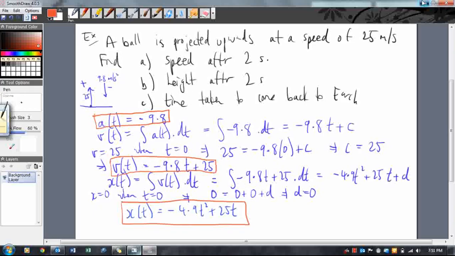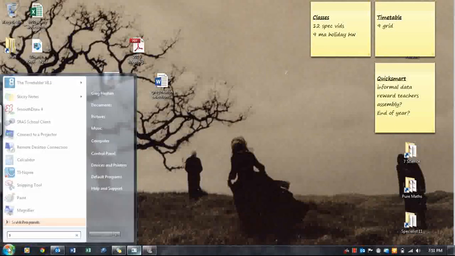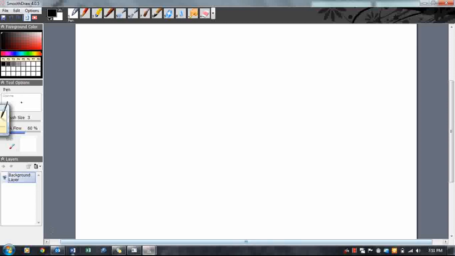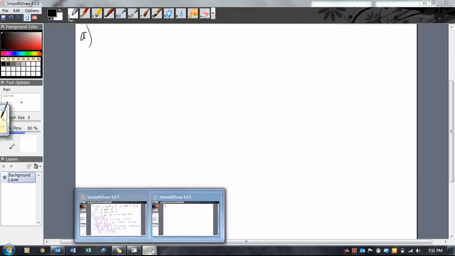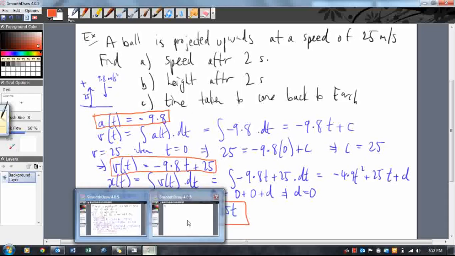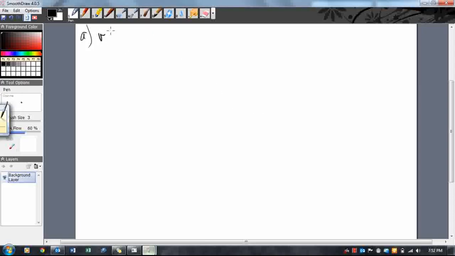I'm just going to open up another window to do that question, so I can click back just in case I forget what it was. The first question, part A, wanted to know the speed after 2 seconds. So let's look at the velocity after 2 seconds. v of t equals negative 9.8t plus 25.